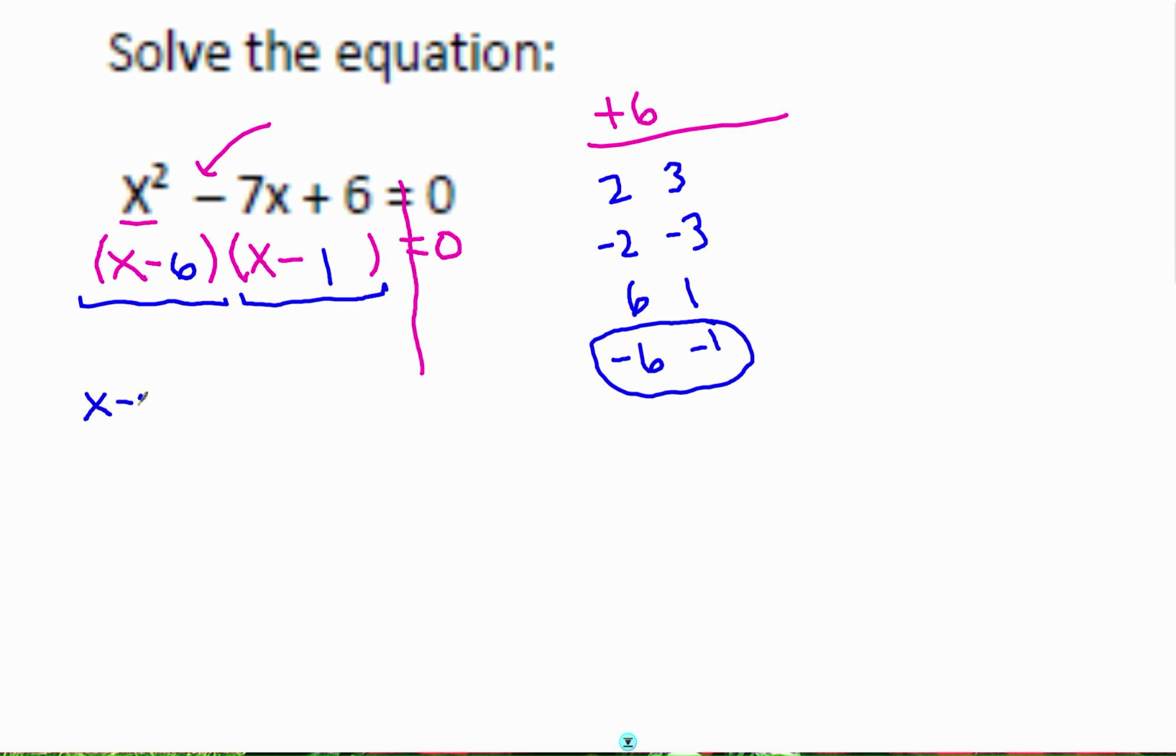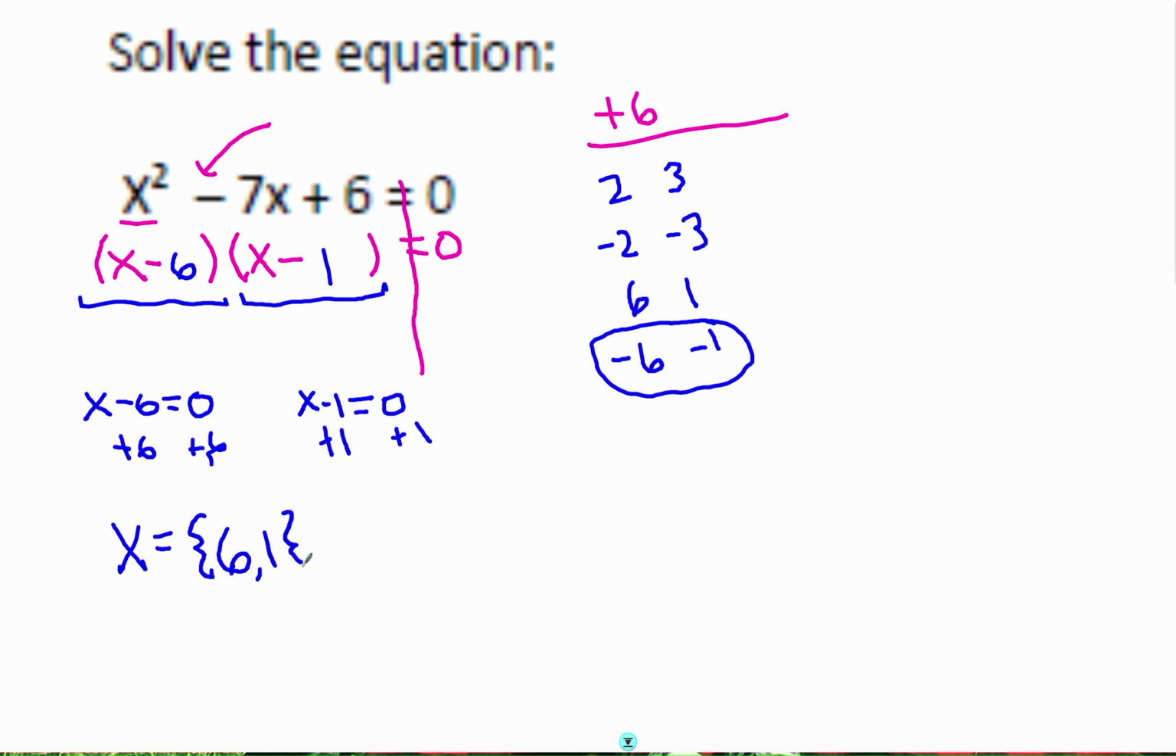So if I set x minus 6 equal to 0, and then I set x minus 1 equal to 0, here I would just add 6 to isolate x to get it alone, and I get x equals 6. And in the second factor here I would add 1 to get x is 1. So it really doesn't matter what order I write my solutions. I usually prefer to write the lesser one first. It doesn't necessarily matter. So here are my two solutions.